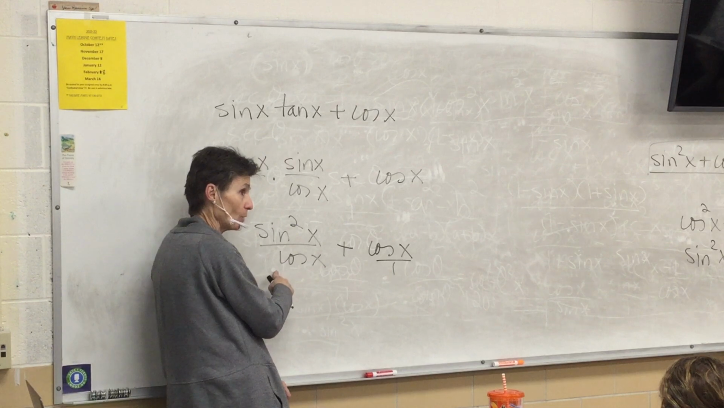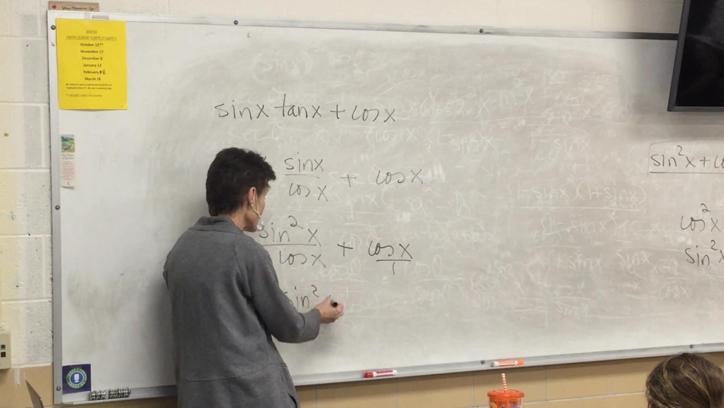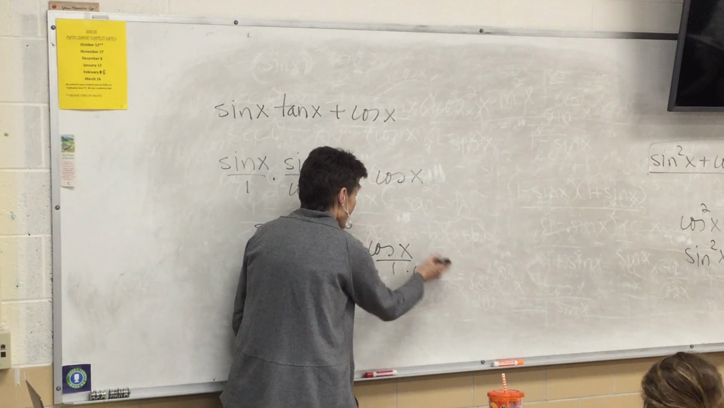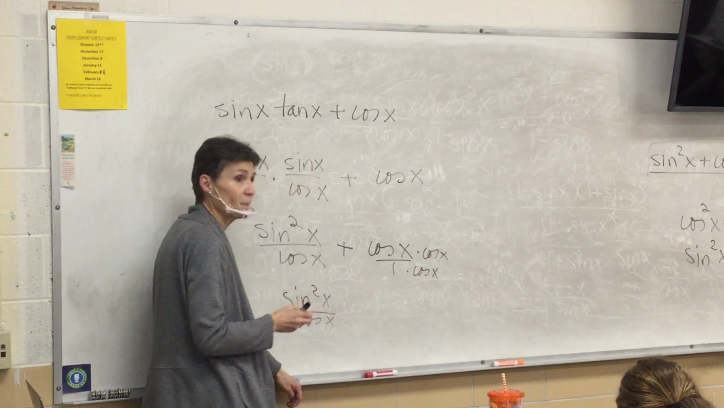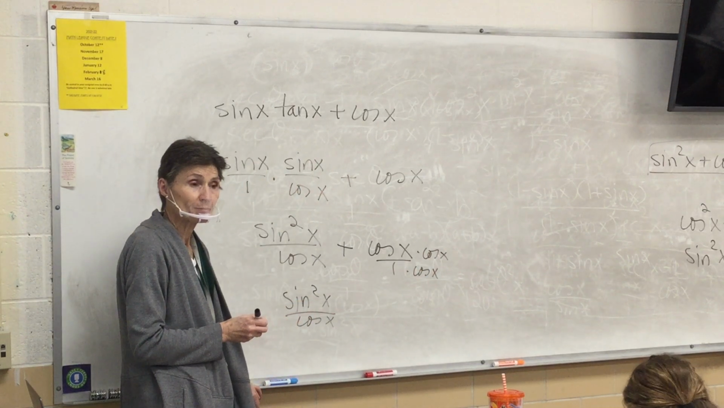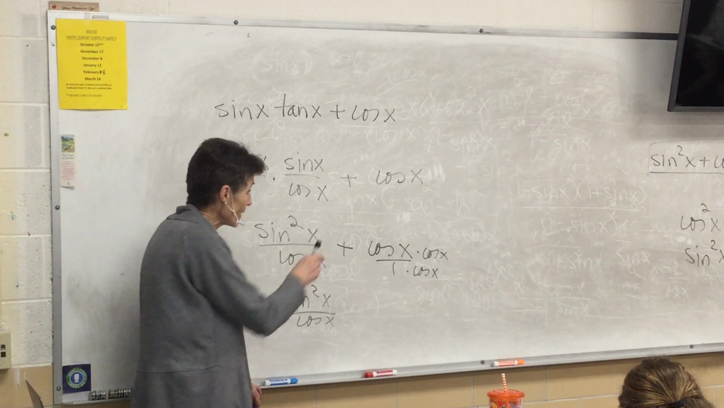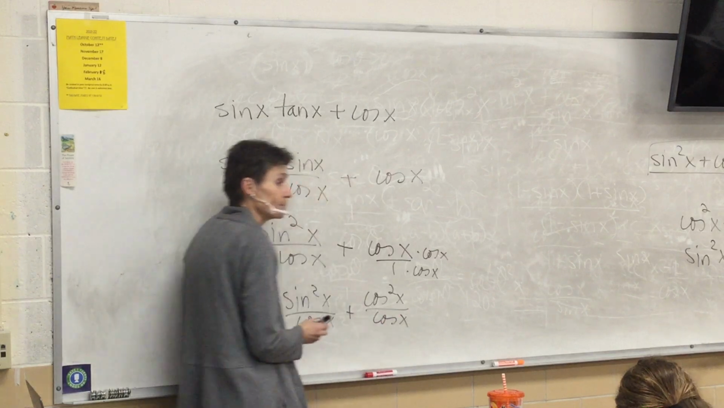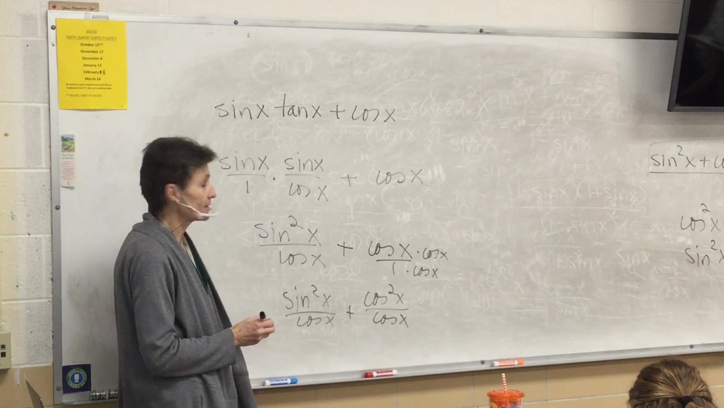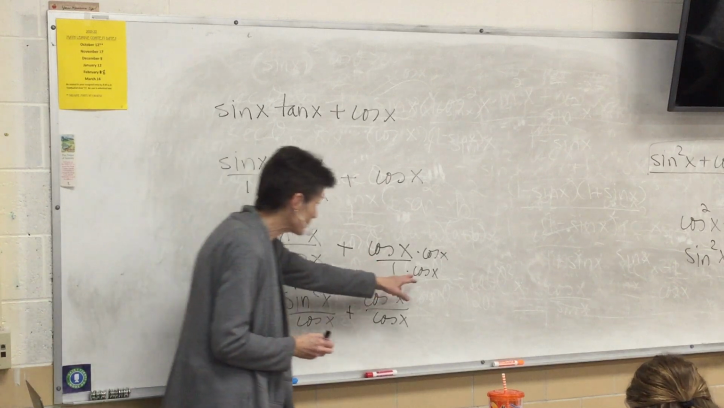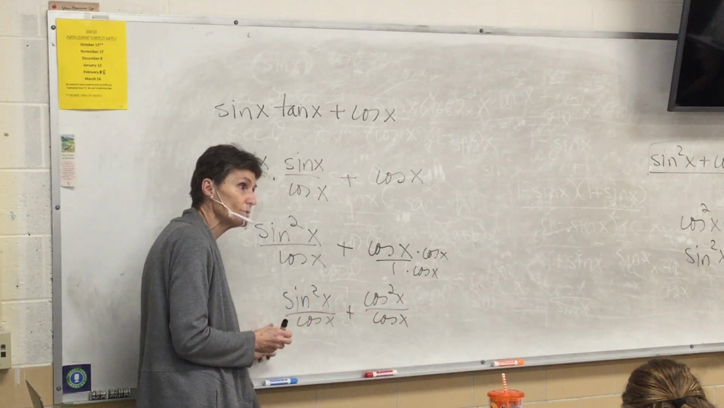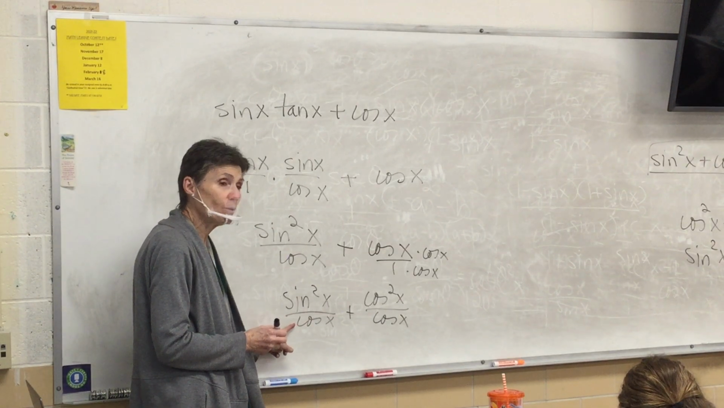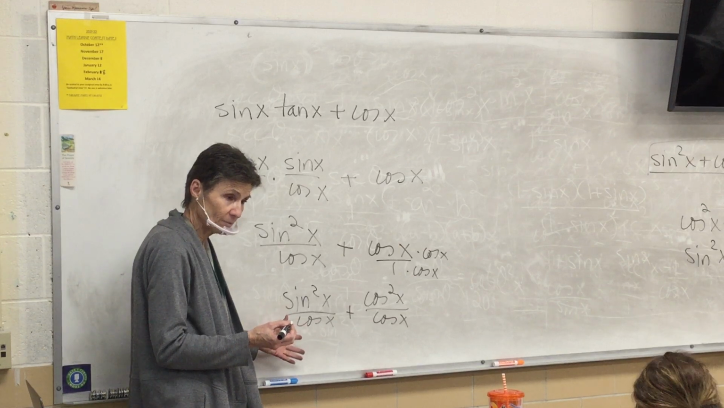So this one has it already. This is sine squared over cosine. He's good. This one needs a cosine. So remember, you have to multiply the top and the bottom. So that's going to be cosine squared over cosine. Don't cancel that because it'll take you right back to where you started. You put that cosine down there so that you can add these together. Are they addable now? They have the same denominator.